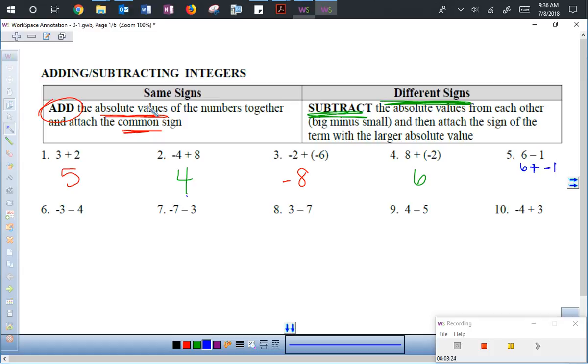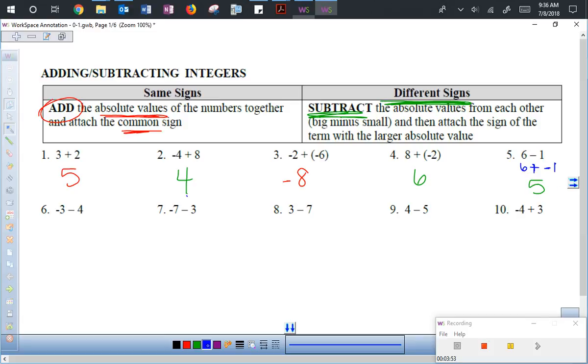Now we can use our method of same sign or different sign. 6 and negative 1 have different signs. So what I want to do is subtract the two numbers. So 6 and 1, the bigger number is 6. 6 minus 1 is 5. Attach the larger sign. 6 was positive, so it's a positive 5. Now obviously we knew that 6 minus 1 is 5, but that's just the method that we're going to use. It's going to make things a little bit easier down here.